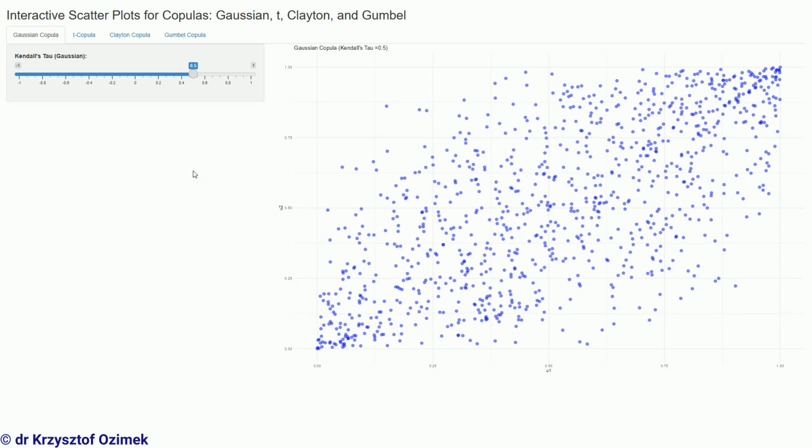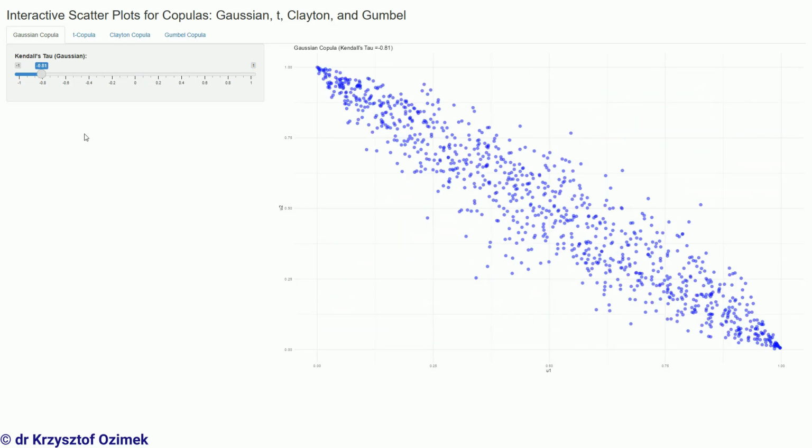Now let's discuss the behavior of different copulas based on the Kendall's tau parameter, looking at how point distributions vary for each copula function. For example, if the Kendall's tau for the Gaussian copula is negative but relatively strong, you can observe a significant clustering of points with a clear downward slope.